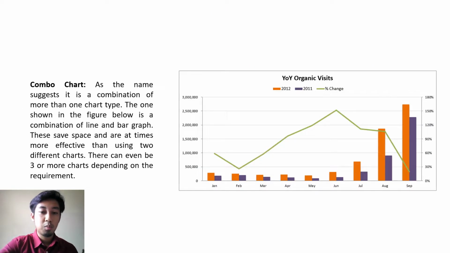Okay, this is the combo chart here. The combo chart is a combination of the different chart here. For this one, you can use the combination of the line graph and the bar chart here. So they have two y-axis, left and right side. Okay, so it is an easy way to present your data.